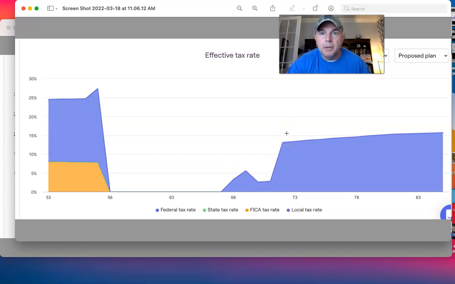Why does it jump up? Well, because he has age 72 and required distributions. So his effective tax rate here is what, 13, 14%? And it goes up and up and up until he's dead. All right, so we definitely don't want to do Roth conversions here. It doesn't make sense. That's the highest tax rate he'll ever be in.